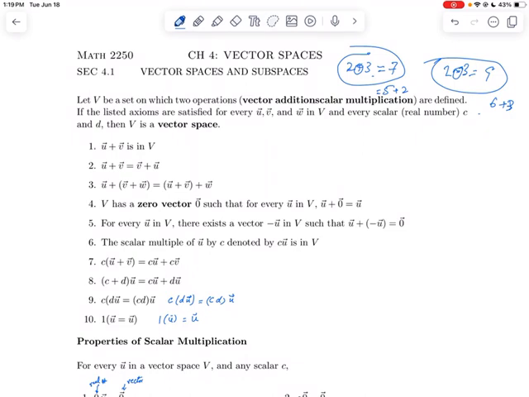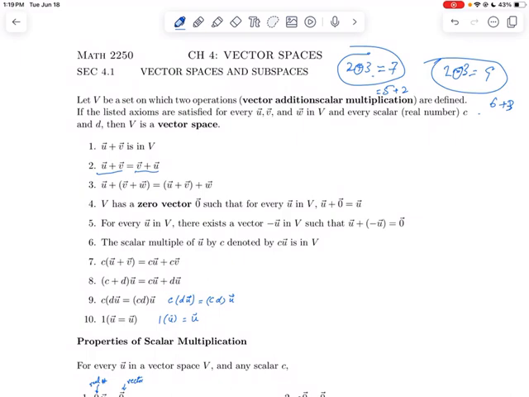So we say the first axiom, or first condition, is that u plus v is in V. So if you pick any two vectors from the set, their sum should be in there. Then the second property is saying that it doesn't matter whether you add u plus v or v plus u. It will give you the same answer. And if it doesn't, then that is not a vector space.